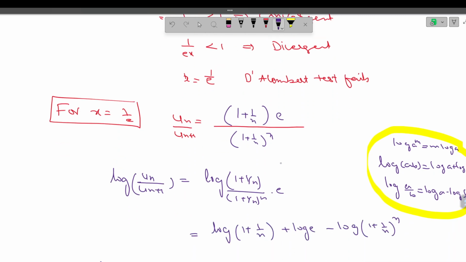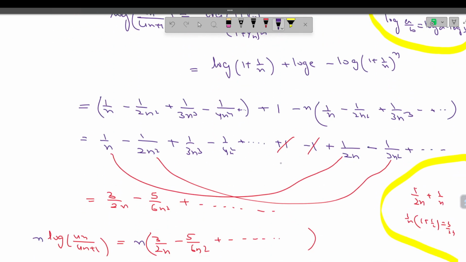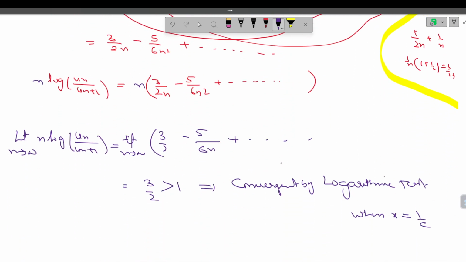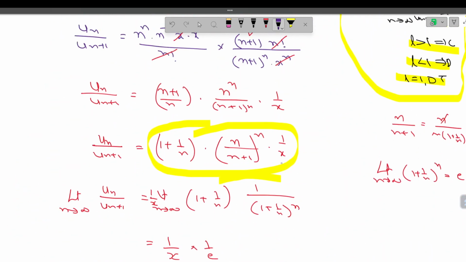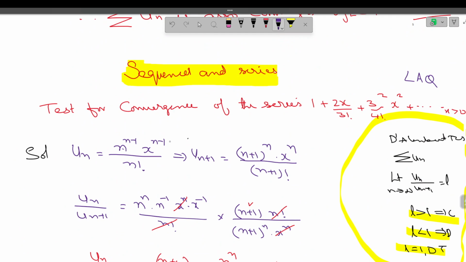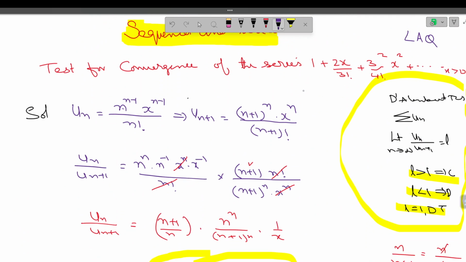Applying the log of un by un plus 1, this is the formula. Then we got 3 by 2, and 3 by 2 is greater than 1. Convergent by logarithmic test. Therefore, we have proved the series. We have discussed the behavior of the series. Test for the convergence of the series, discuss the behavior of the series. Whatever is asked, we are doing the same thing. So first D'Alembert test, then logarithmic test.